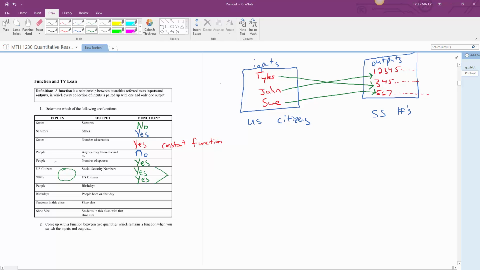Then this means that this is a special type of function. When this occurs, when we can swap my inputs and outputs and both ways give a function, this is called a 1-to-1 function. And again, this was covered in the text.